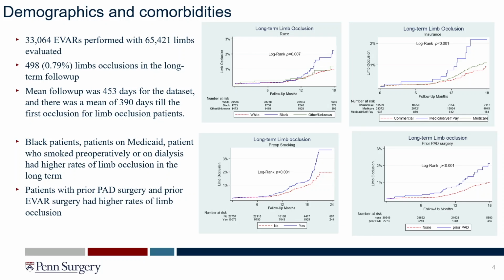Looking at our univariate analysis, you can see our Kaplan-Meier curves here. Black patients, patients on Medicaid, patients who smoked preoperatively, or patients on dialysis had higher rates of limb occlusion in the long term. And we also found that patients with prior PAD surgery and prior EVAR surgery before the index surgery had higher rates of limb occlusion in the long term.